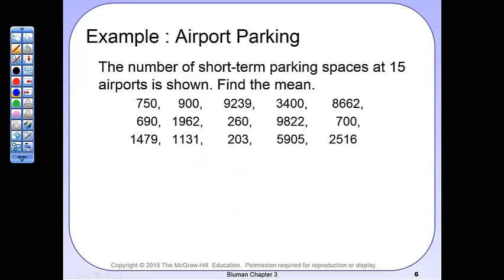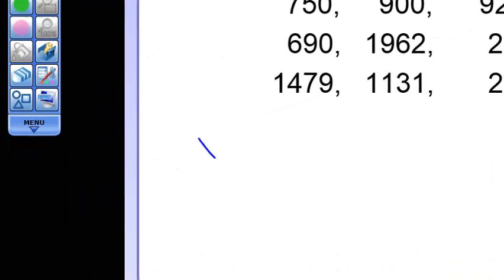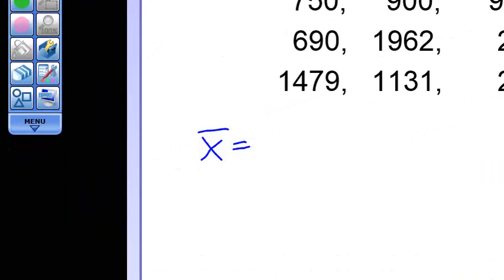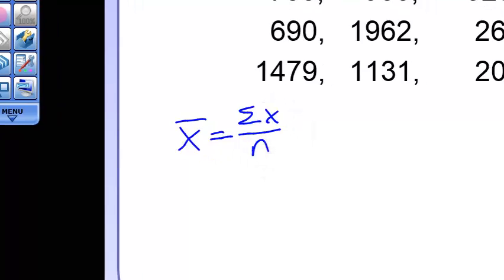So let's look at this example. We have the number of short-term parking spaces at 15 airports as shown, and we want to find the mean. So we have 15 different numbers here. Since we know that there are more than 15 different airports in the country, this is going to be an X bar. So we want to sum up our values and divide by our lowercase n.